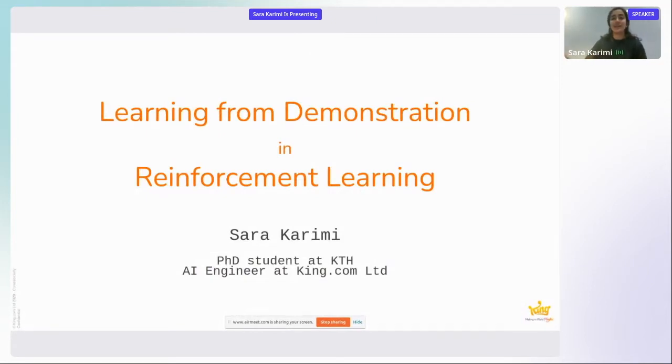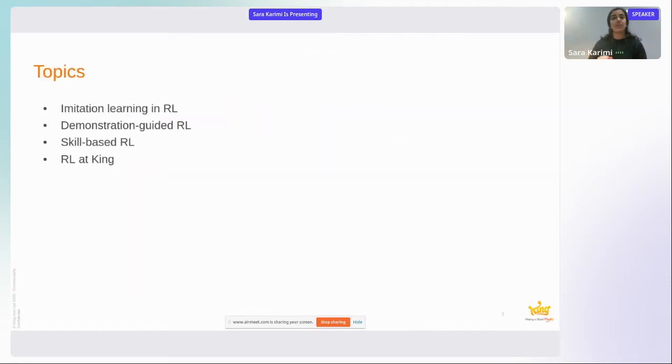Okay, good. So yeah, I'm going to talk about learning from demonstrations in reinforcement learning. And here is an overview of the topics I'm going to go through. I'm going to talk about imitation learning in RL, demonstration guided RL, skill-based RL, and RL at King.